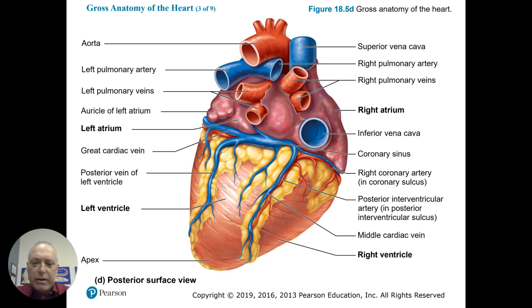Okay, let's take a look at the posterior surface. We can see the coronary sinus, and this is what the deoxygenated blood from the myocardium collects in and dumps into the vena cava.